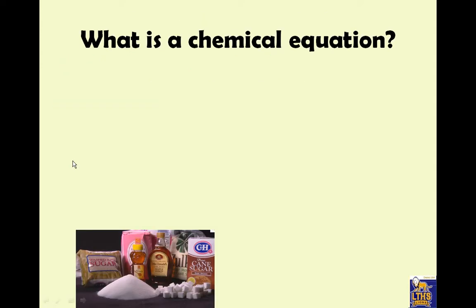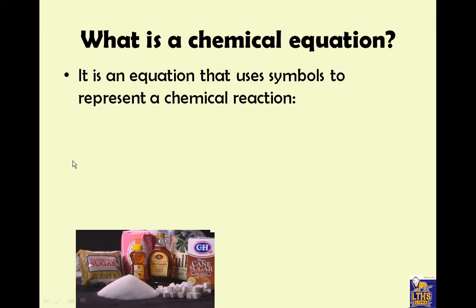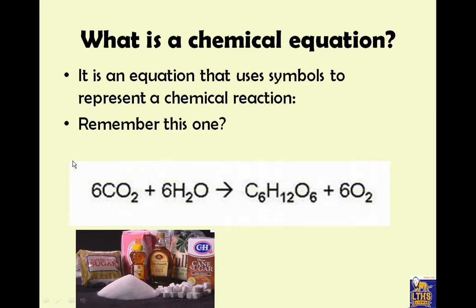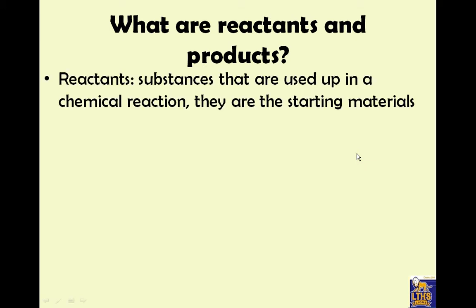Okay. So what's a chemical equation? It's an equation that uses symbols to represent a chemical reaction. All right. So you might remember this one from biology. It's how plants make their own food. Okay. You get carbon dioxide and water, and then you get sugar and oxygen gas. There's a couple things missing from this equation, but these are the chemical symbols of the compounds or elements involved in the chemical reaction. All right, and so a chemical equation is a chemical sentence that shows you how reactants turn into products.